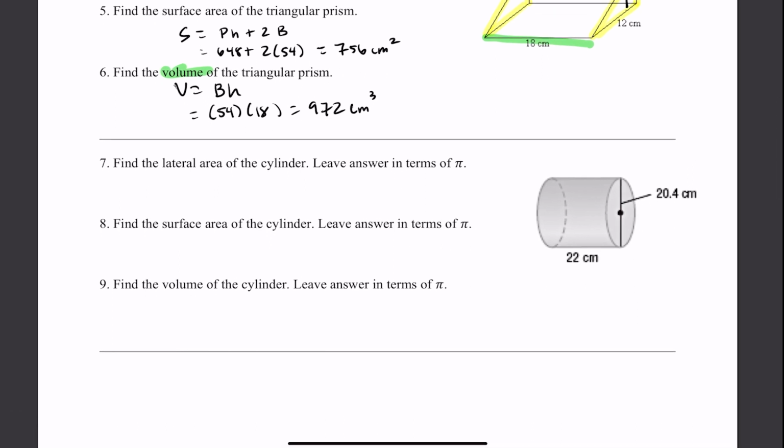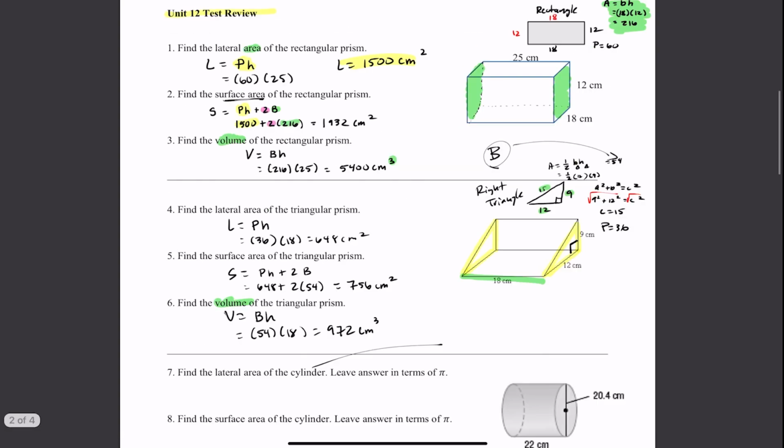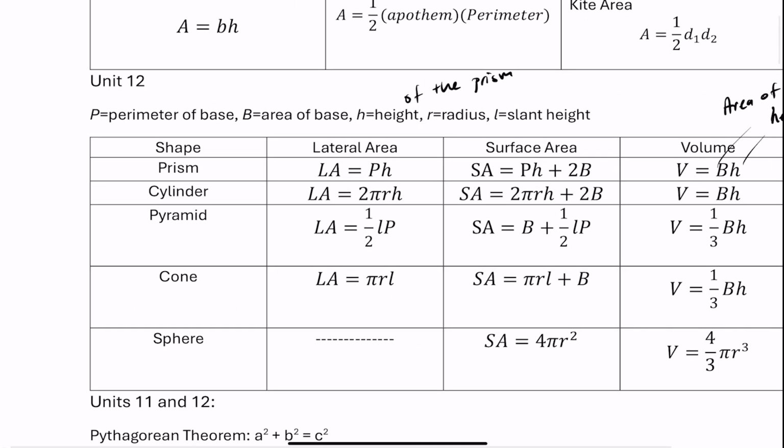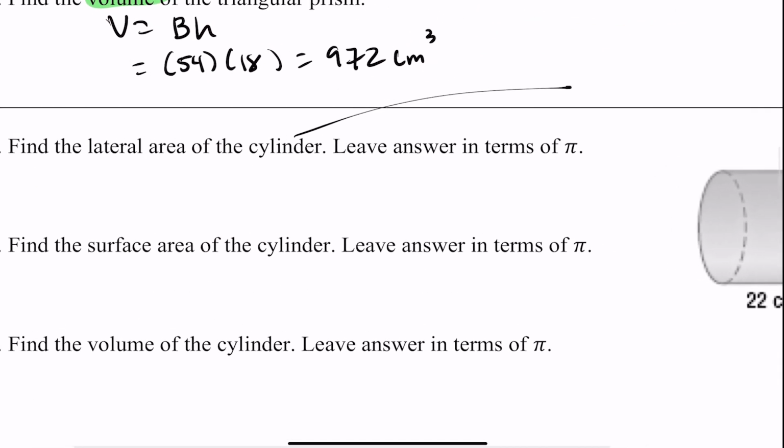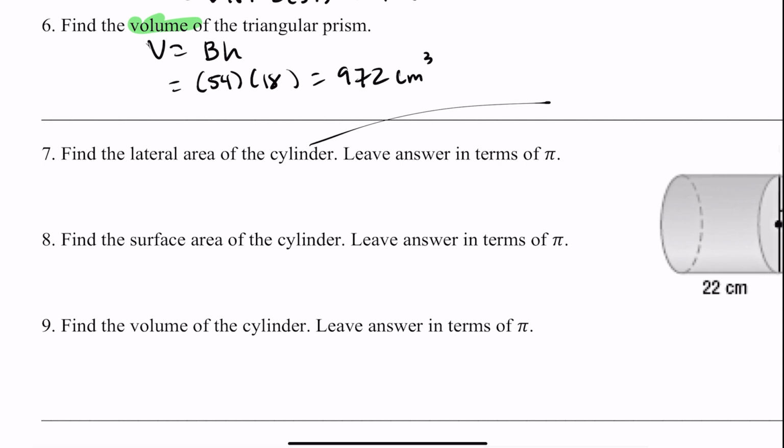Number 7, find the lateral area of the cylinder. You're going to leave your answer in terms of pi. Okay, so find the lateral area of the cylinder. A cylinder falls under the category of a prism, but you actually have a specific formula here. So we have the lateral area of a cylinder, the surface area of a cylinder, and also the volume formula for a cylinder. So if I want to find the lateral area, it's 2 times pi times r times h.